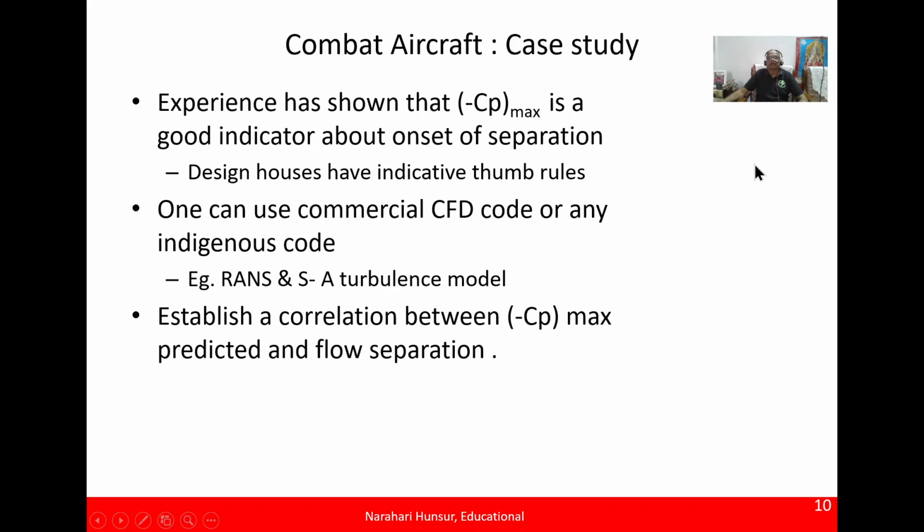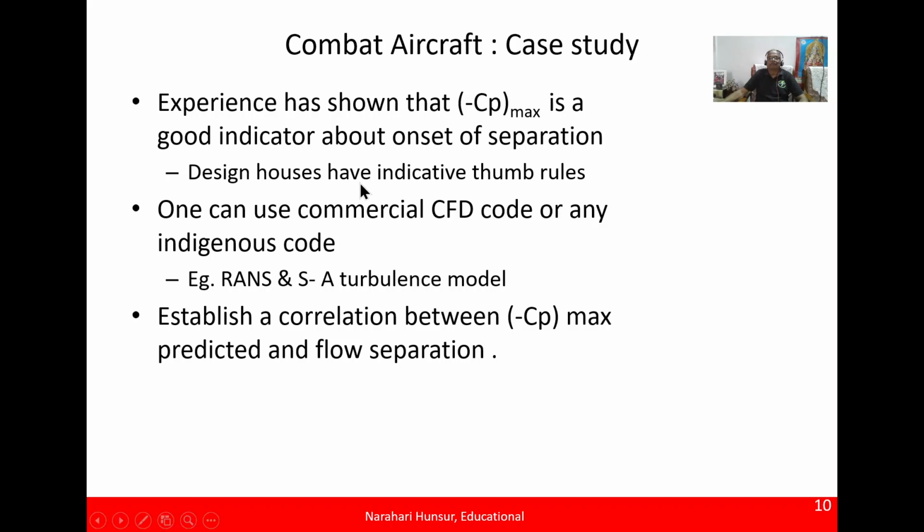So if you look at a case study now, I'm not saying which combat aircraft, it's a generic combat aircraft case study. Experience has shown that the negative CP max, or the suction peak, is a good indicator of the onset of separation. Many design houses have their own indicative thumb rules which tell them that locally in the wing, if the CP has reached this value, then separation is going to start from there.